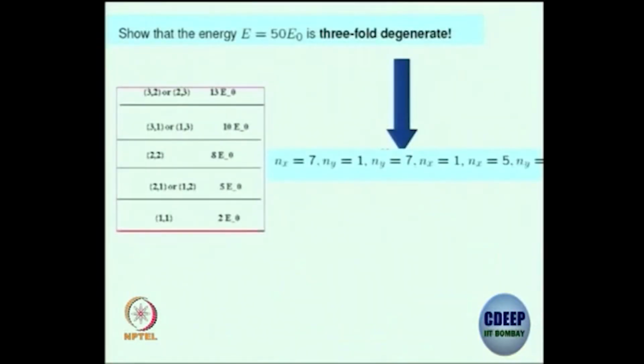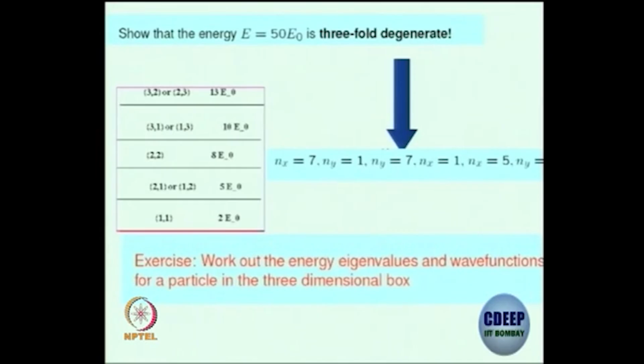But when you do it for 50 E naught, not only that symmetry, but you also have accidental things, that you will have nx as 7, ny as 1, that gives you 50 E naught, ny as 7, nx as 1. You also have nx equal to 5 and ny equal to 5. So it's a threefold degenerate. Such possibilities also exist. So case by case you have to find the degeneracy. It's not always twofold degenerate. It can be more than that. That is all I'm trying to say. So I have given you a flavor of doing it for a two-dimensional box.